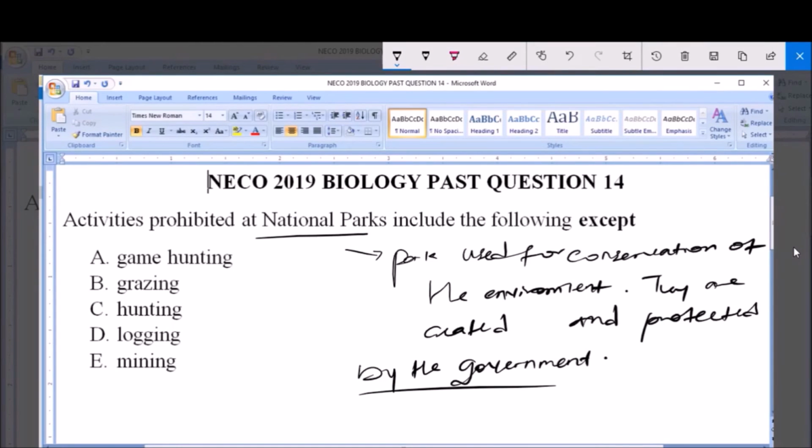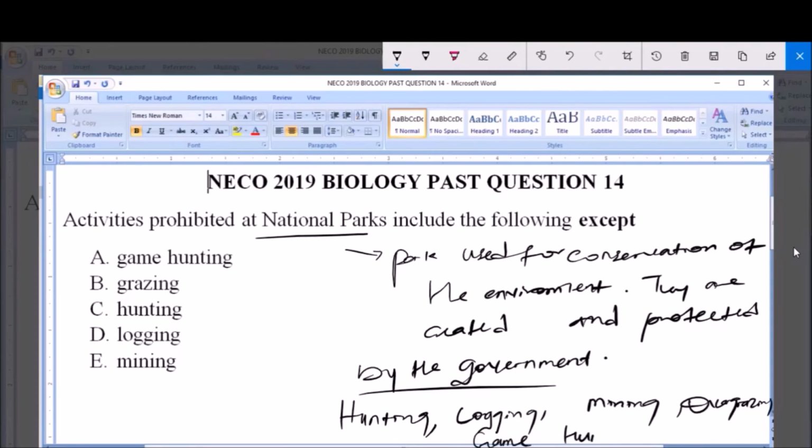Now, activities prohibited in the national parks include hunting. Lodging, like we know, simply means deforestation, falling down of trees. Mining is prohibited in national parks. Also, overgrazing is prohibited. Likewise, game hunting, like we know, simply means hunting for animals, and it is also prohibited in national parks. Now the question says activities prohibited at national parks include the following, except. Game hunting is prohibited, hunting is prohibited, falling of trees is prohibited, and mining is also prohibited.